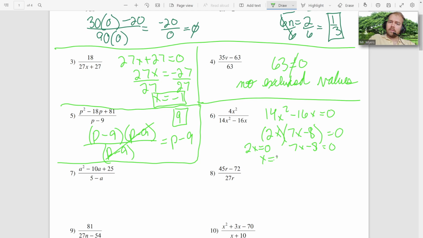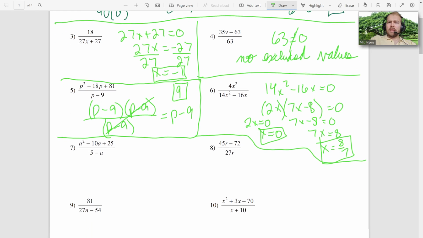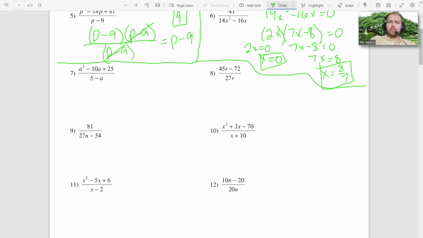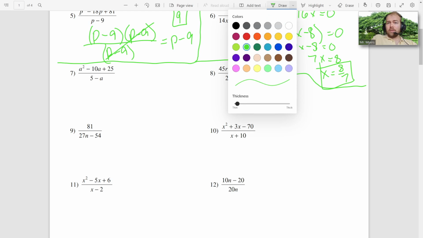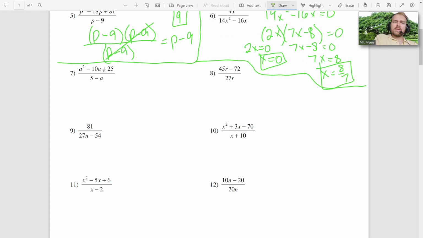So then x equals 0. There's a domain restriction, or an excluded value. And then over here, if you add 8 to both sides, and then divide by 7, you get 2 excluded values. So now we have 2 excluded values for number 6. There's no limit to how many excluded values you can have, by the way. If you have a really big denominator with a really high degree, then it's possible to have a ton of excluded values, and that's really all there is to it.